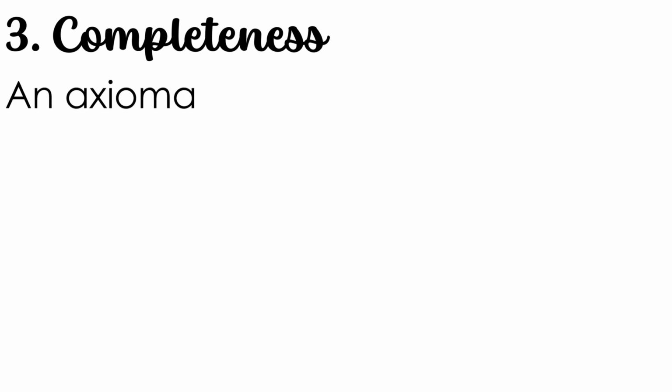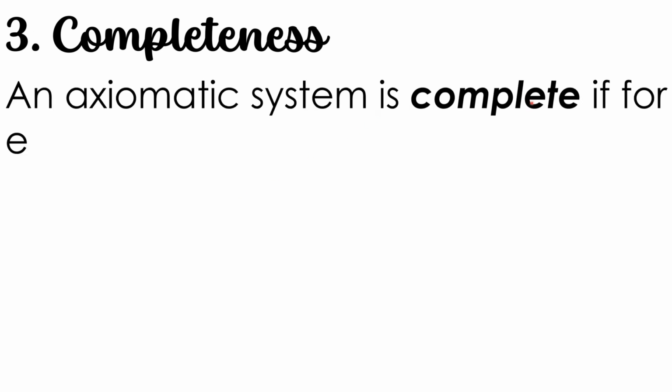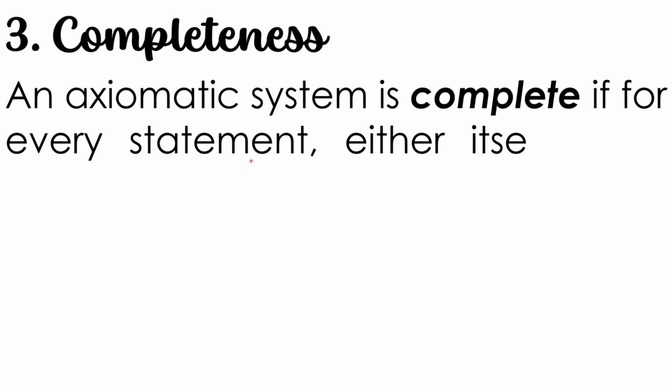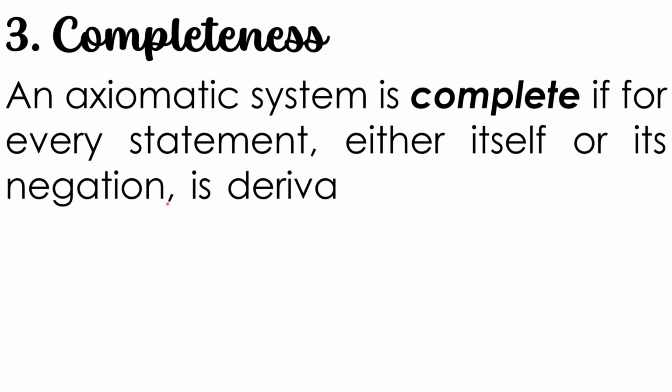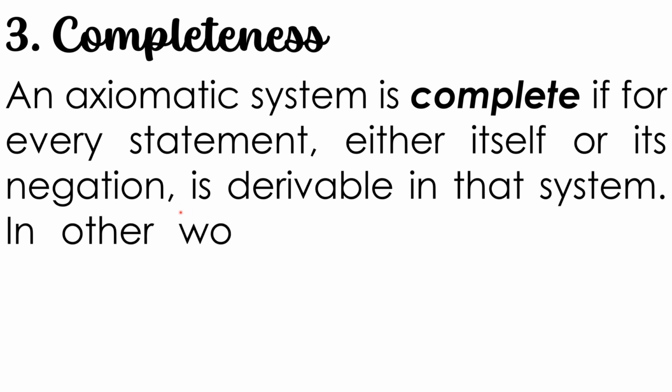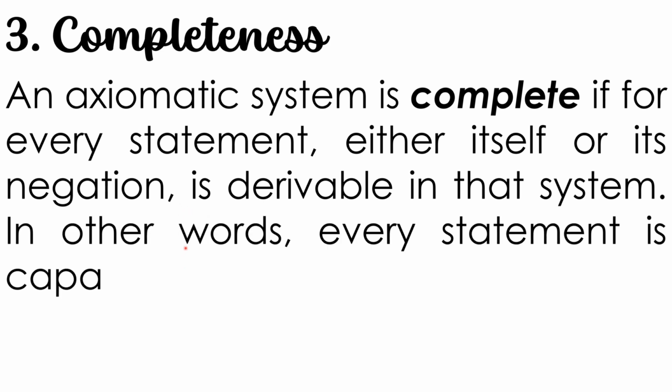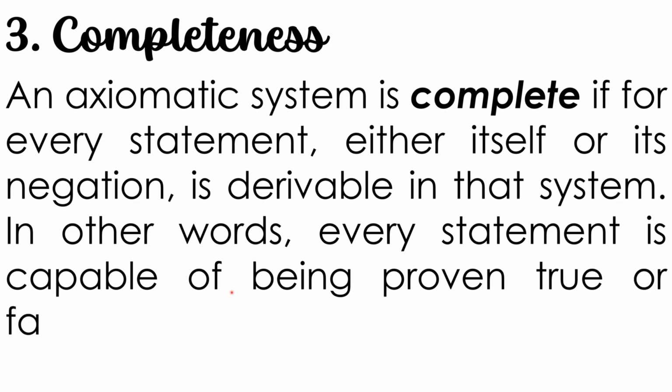Completeness. An axiomatic system is complete if for every statement, either itself or its negation is derivable in that system. In other words, every statement is capable of being proven true or false. Now that you have learned the axiomatic system, let us try to apply it in the situation mentioned earlier about the artificial axiomatic system describing a routine for a computer to control activity of the robot in a warehouse.